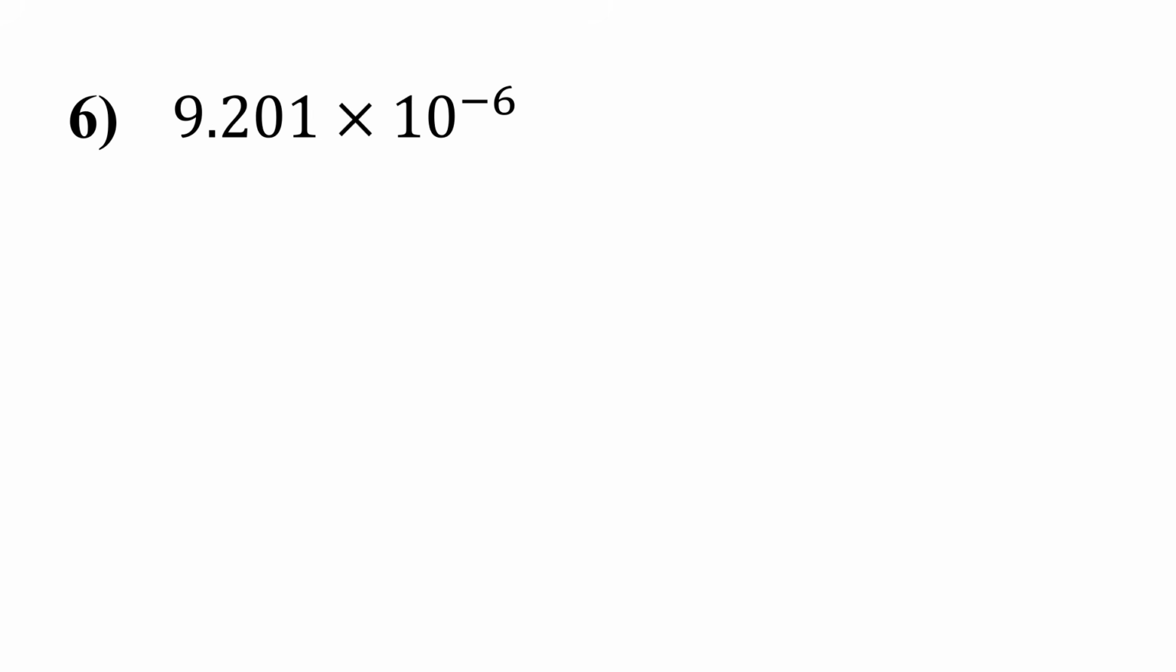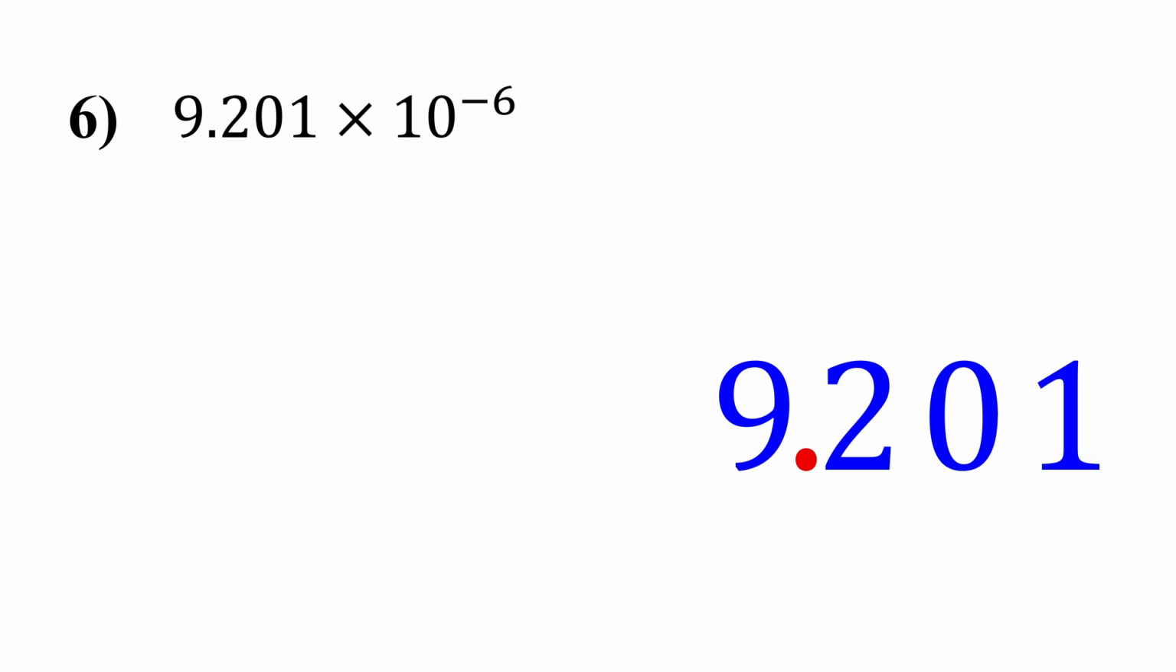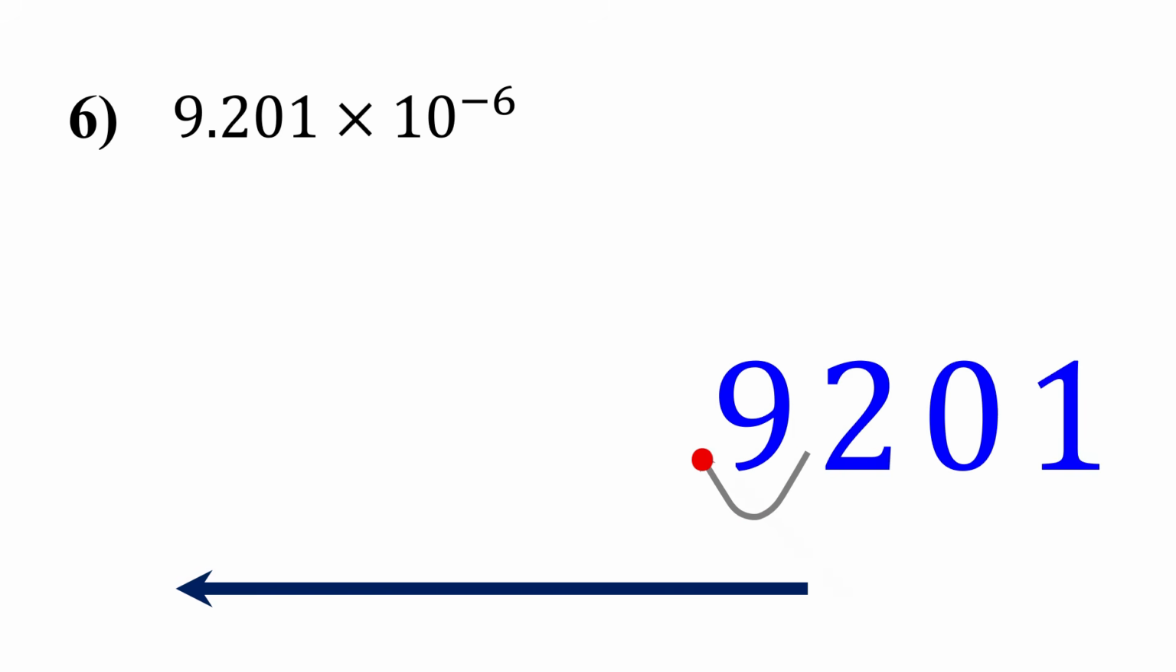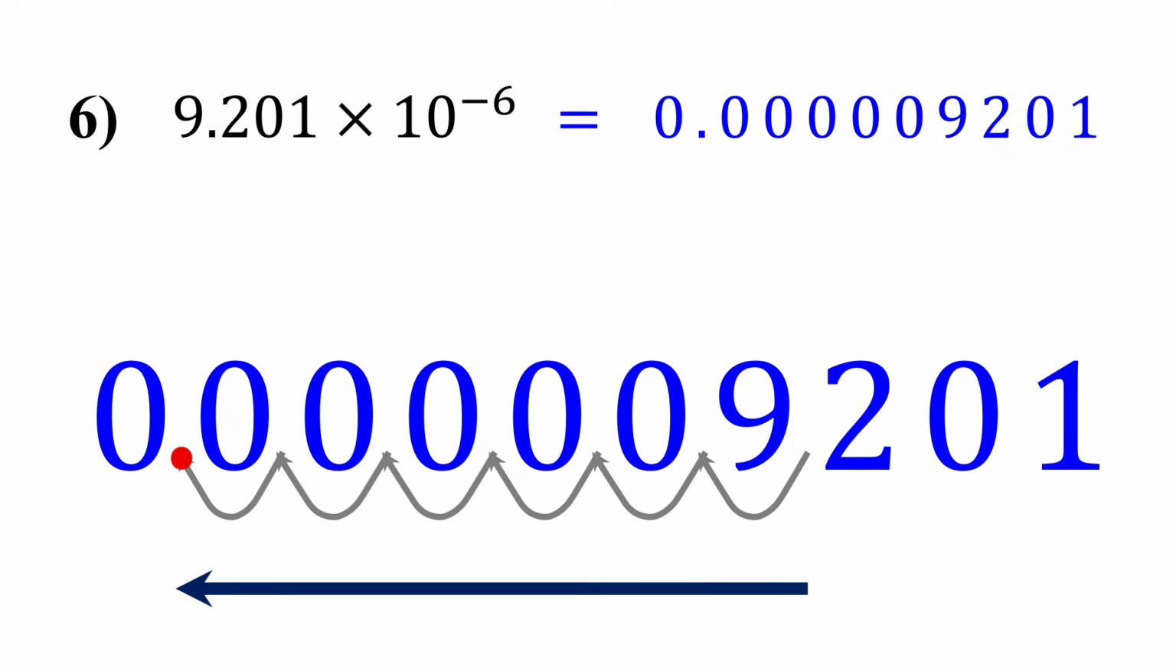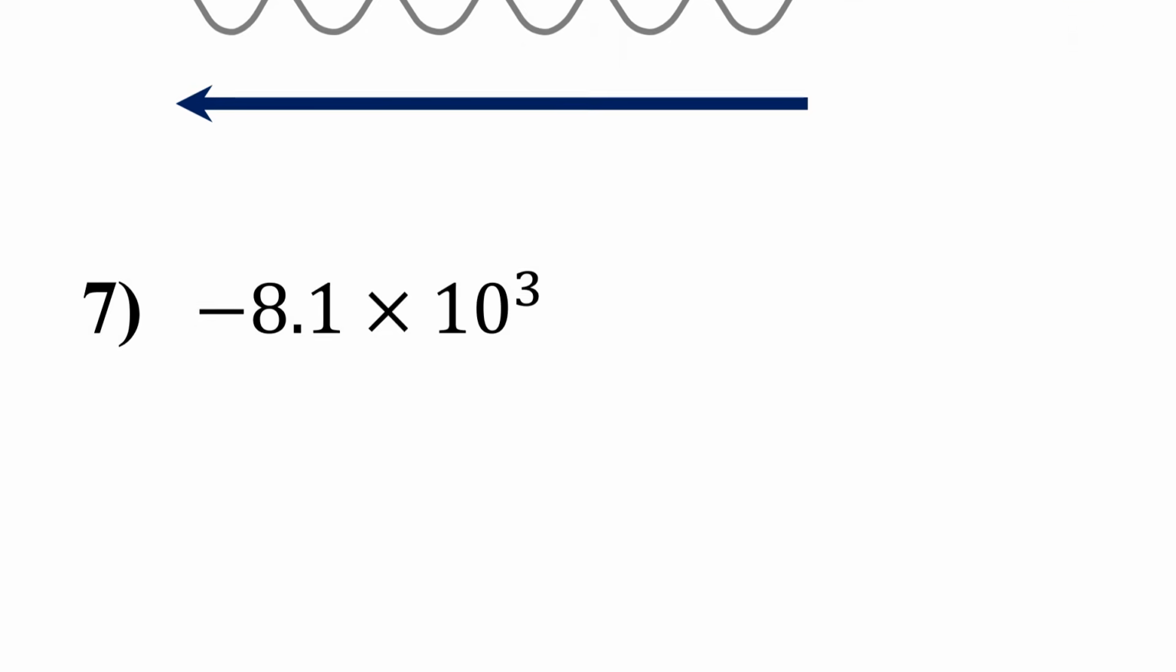The exponent is negative 6. So we move the decimal point 6 places to the left. Move it 1, 2, 3, 4, 5, 6 places. Then fill the empty spaces with zeros. Don't forget the 0 before the decimal point. And there it is, written in standard form. Perfect. Now let's look at one final twist.